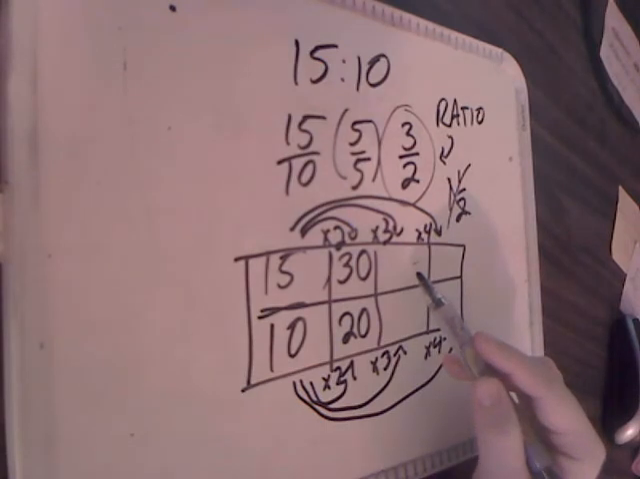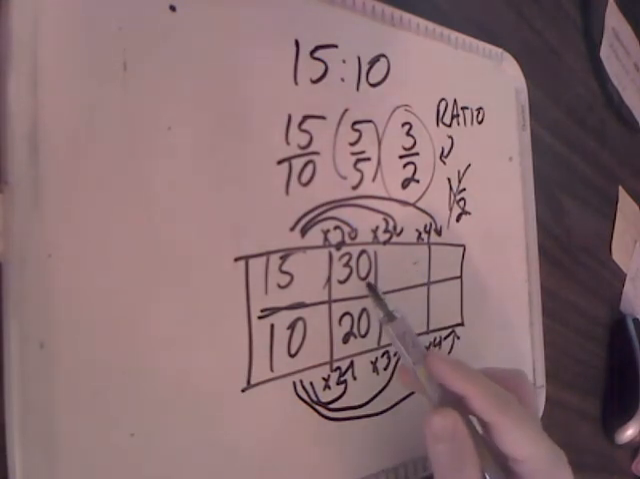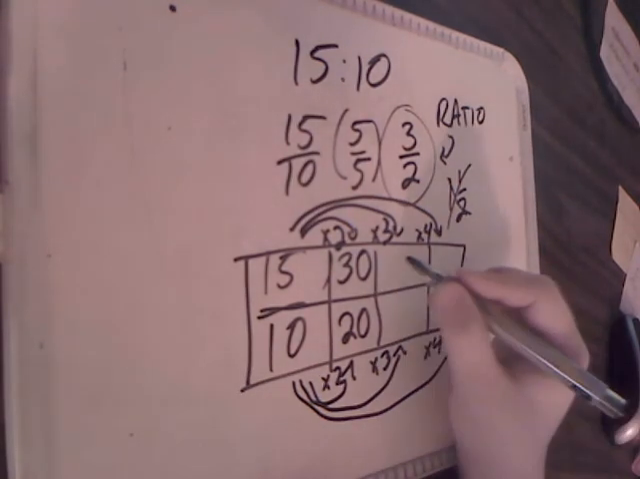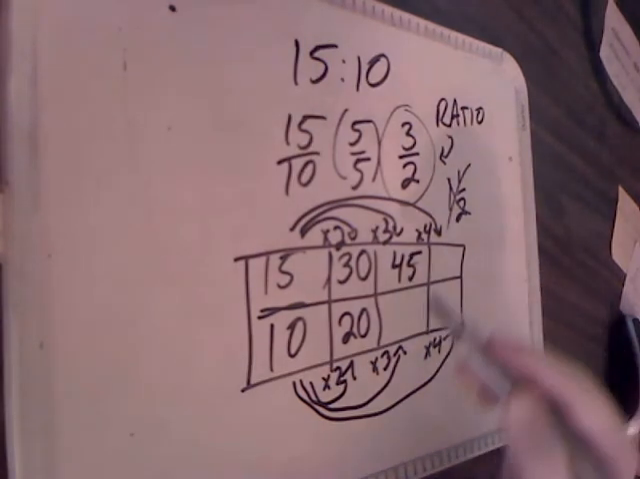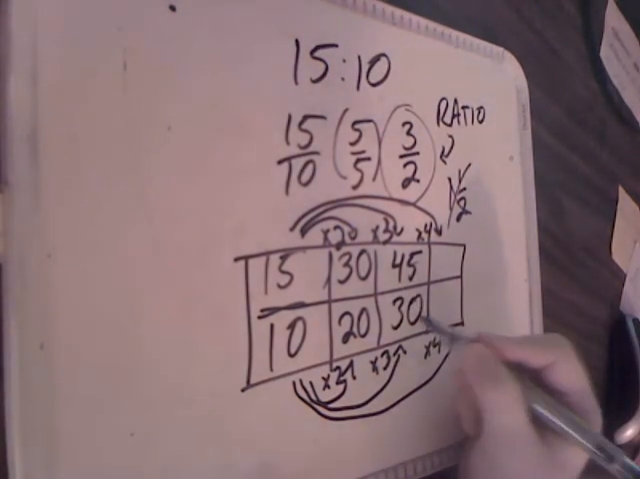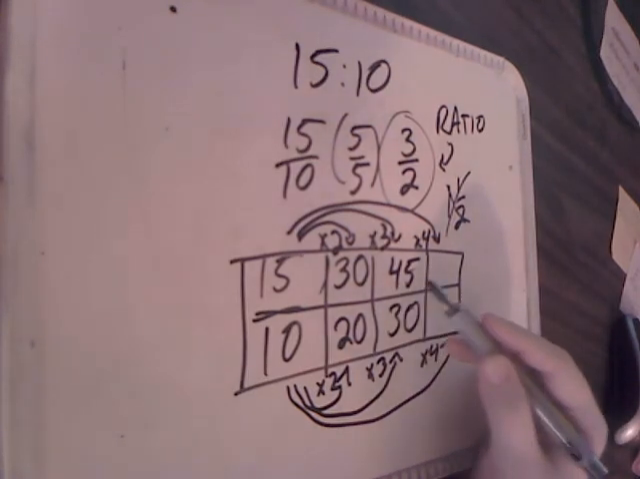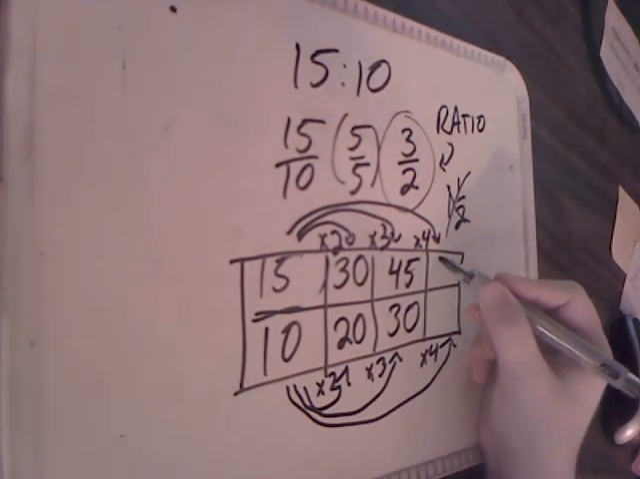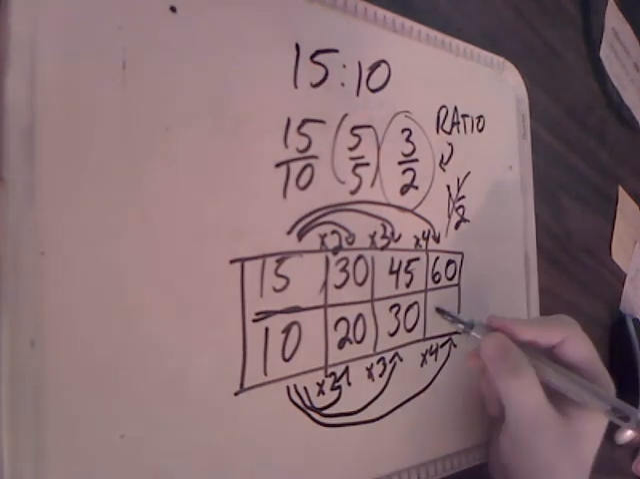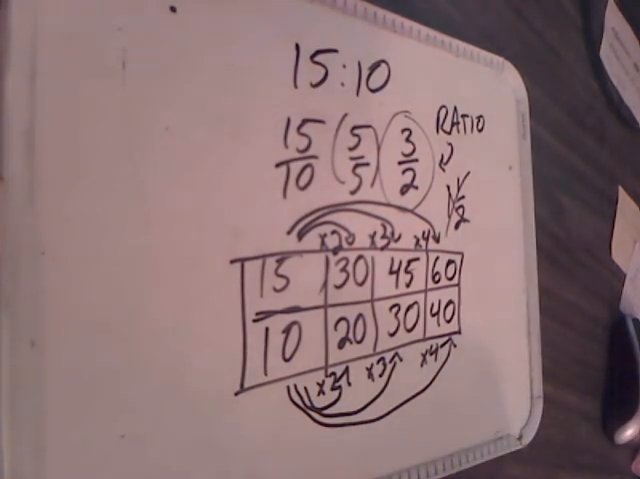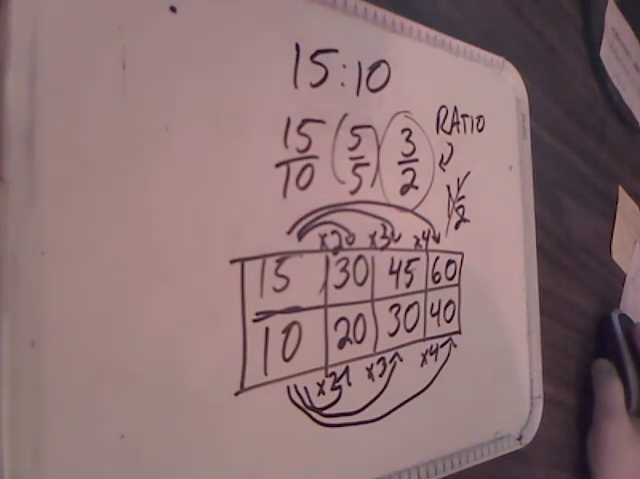15 times 3, well, 15 times 2 is 30, so 30 plus 15 is going to be 45. 10 times 3, 30. 15 times 4, I'm going to add another 15 onto here. It's going to be 60. 10 times 4 is 40. And there you have 3 equivalent ratios for 15 over 10.